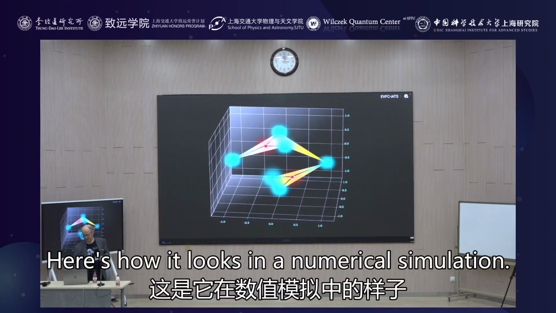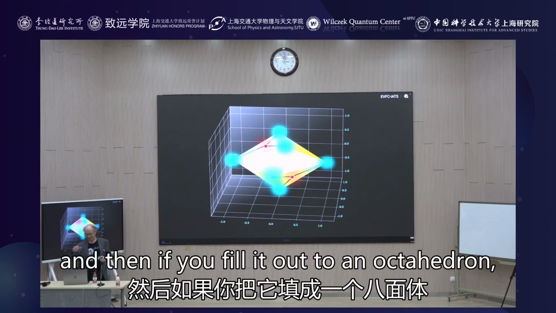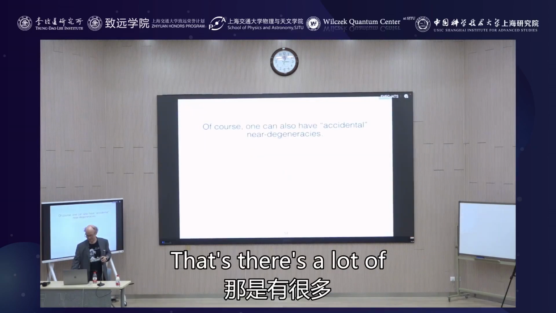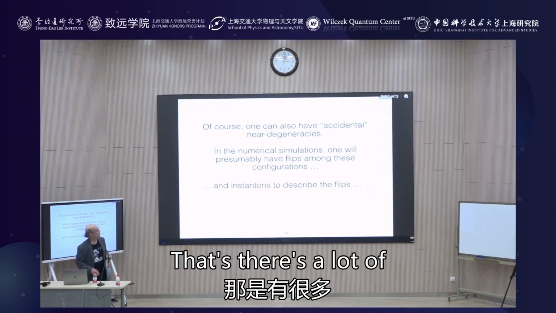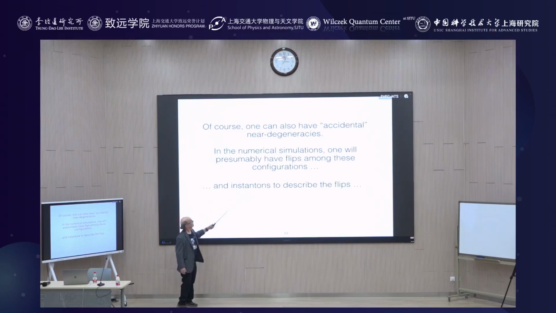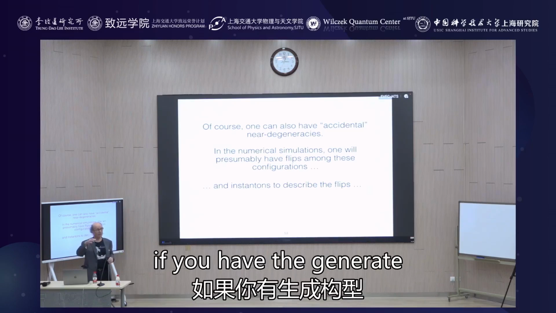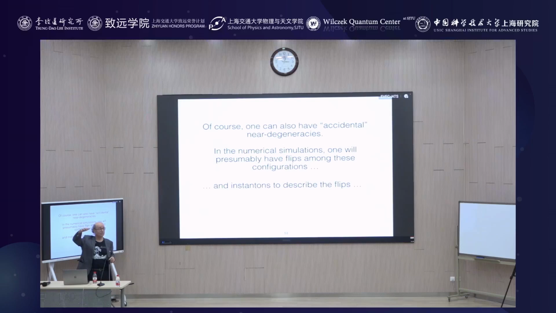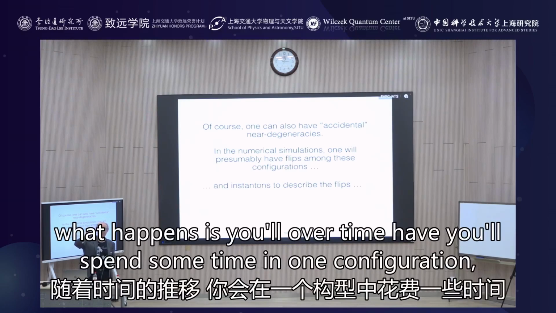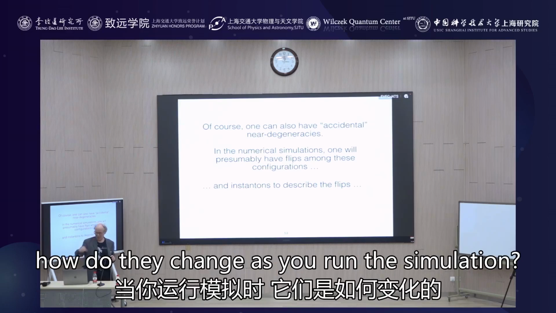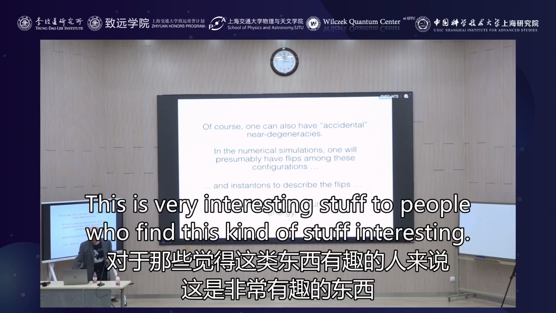Here's how it looks in a numerical simulation when you have the 6 things, and then if you fill it out to an octahedron, you can make lots of pretty pictures. And there's a lot of theoretical entertainment to be had and fundamental issues in numerical QCD. If you have degenerate configurations, how does that show up in these numerical calculations? Presumably what happens is over time you'll spend some time in one configuration and then another. How do they change as you run the simulation? This is very interesting stuff to people who find this kind of stuff interesting.